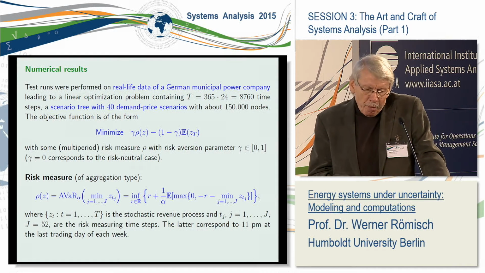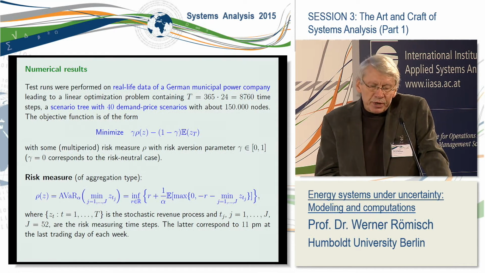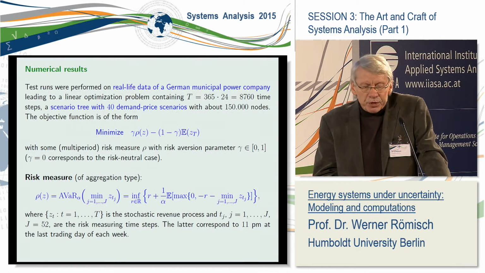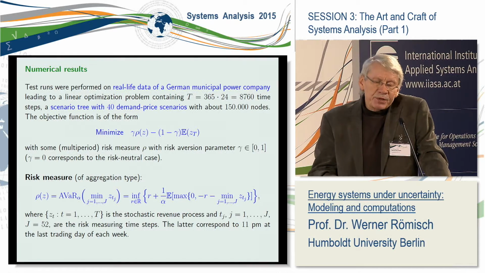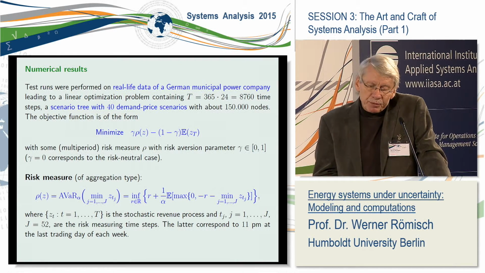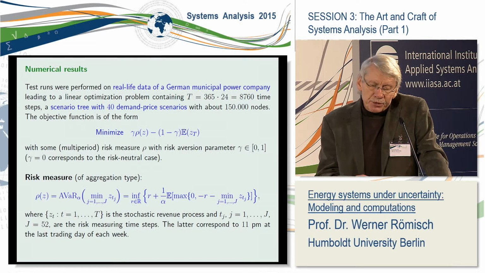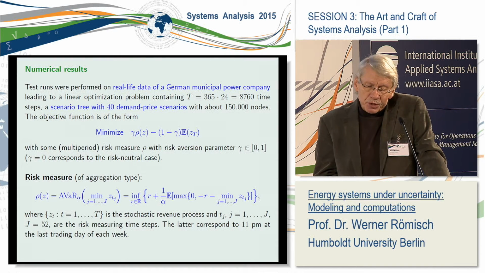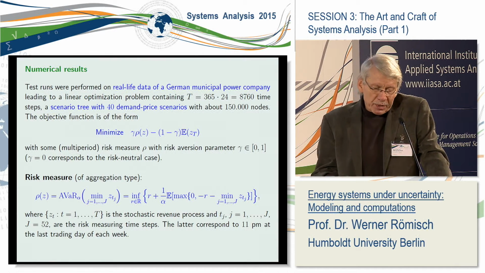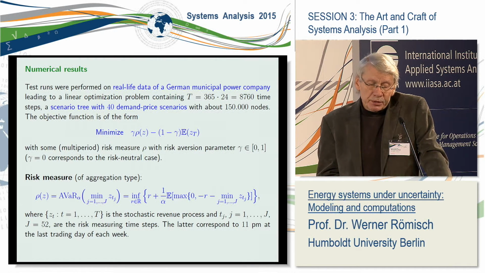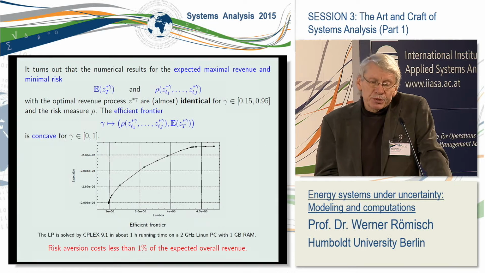So we used a particular risk measure. It is of aggregation type, and it is based on the average value at risk applied to the minimum of the stochastic revenue process evaluated at certain risk measuring times. So we decided to look at 52, so weekly, risk measuring times, and they correspond to the last time period before the last offer to the spot markets in the last trading day of each week. So this is the risk measure which is used.